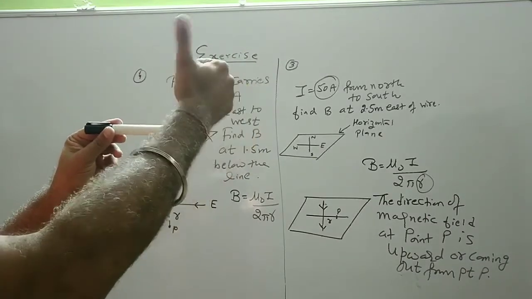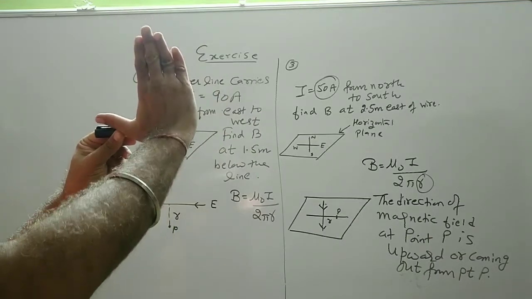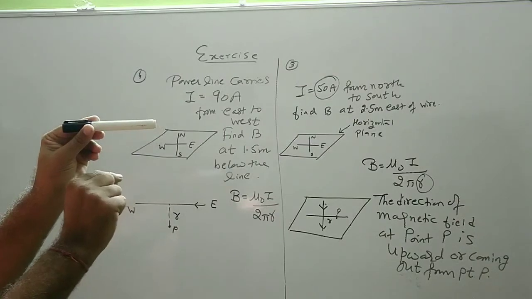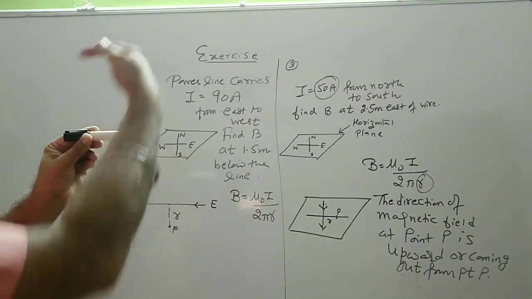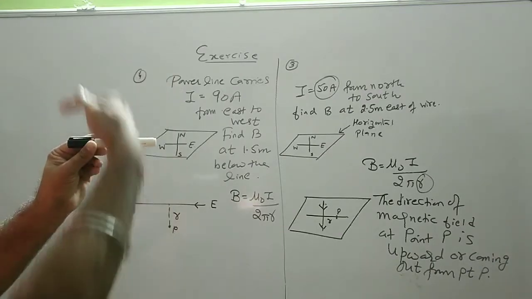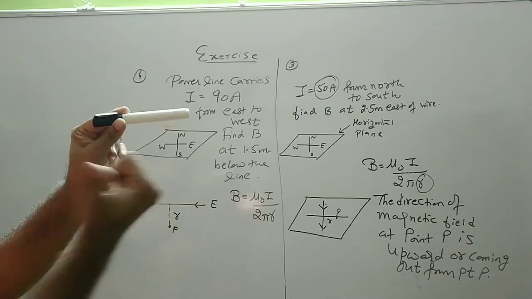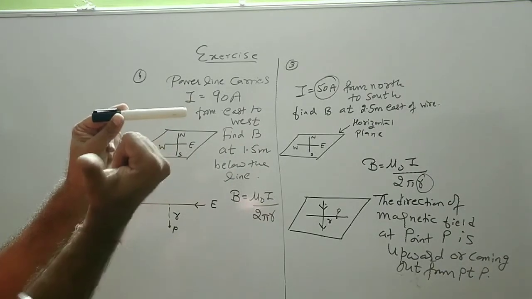So my thumb is pointing from east to west. I curl my fingers. See, the point P is here. So the circle is formed like this. My point is here. So at this point, the tangent comes outward. That is coming out from the board.